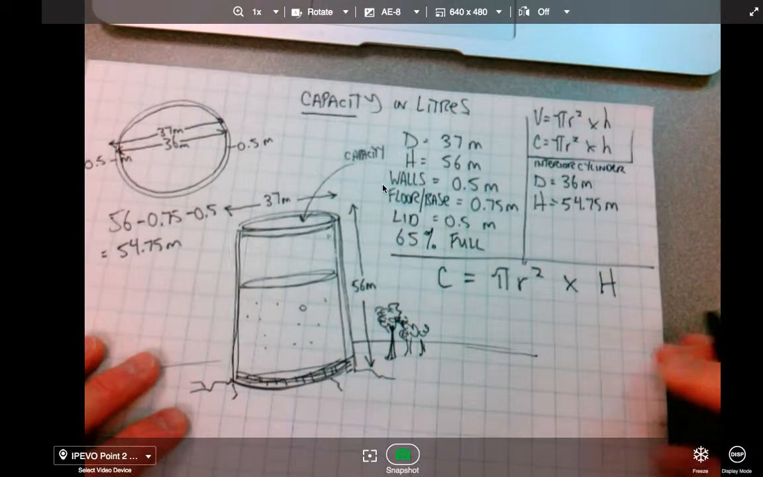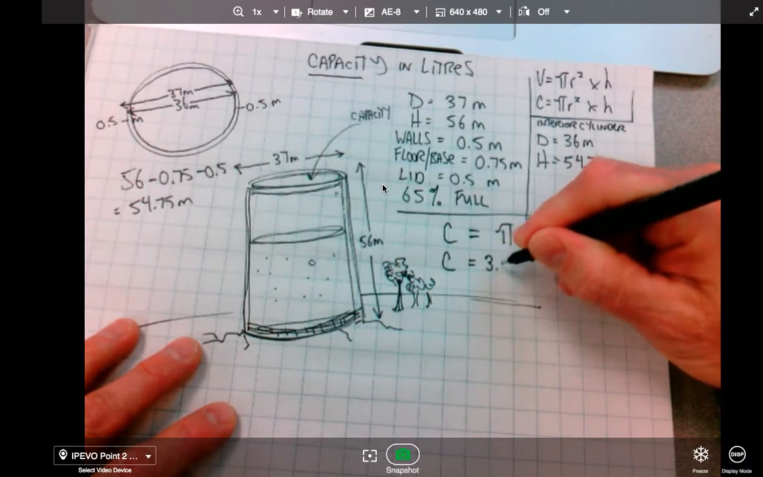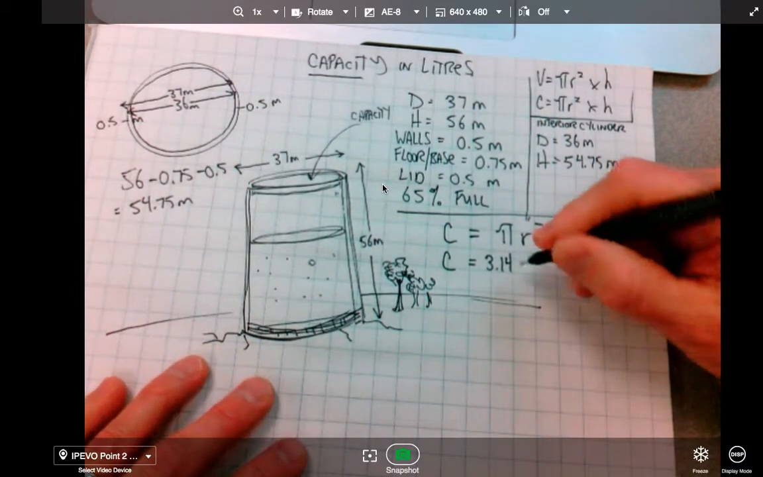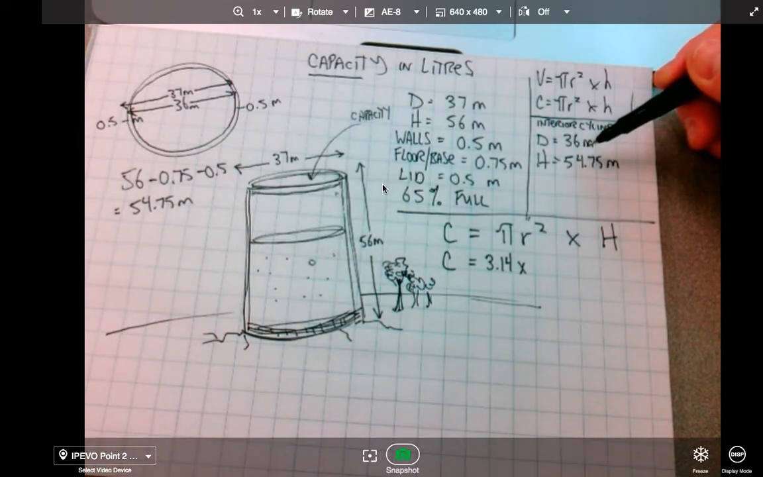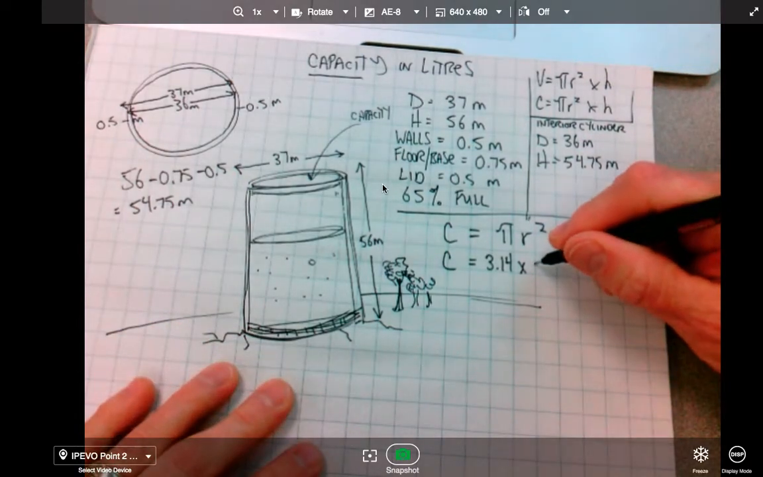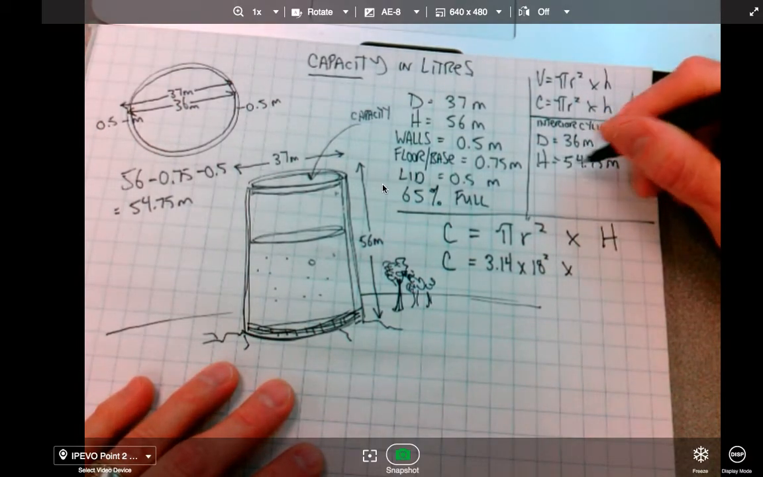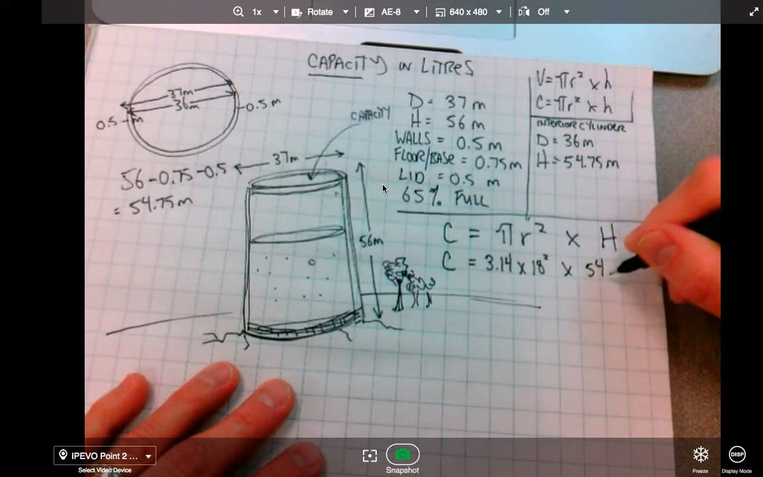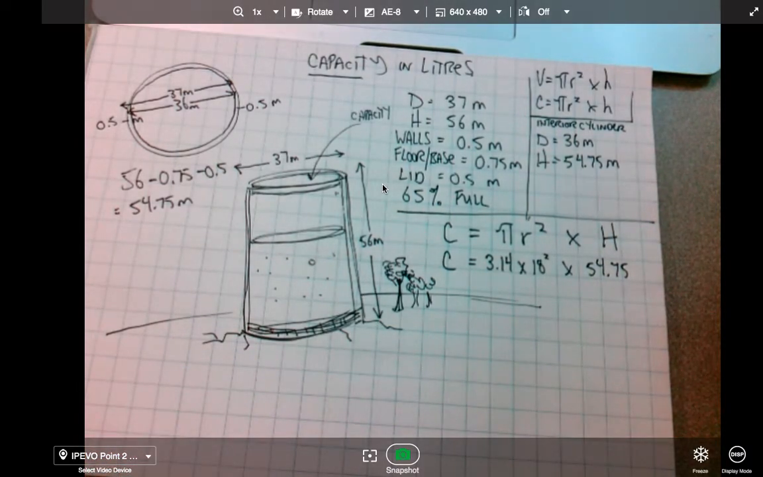Okay, so now I can start plugging in. In grade 8, we do 3.14. What's our radius? If the diameter is 36, what's our radius? 18, because it's going to be half. So 18 squared times our new height, which is 54.75. Okay, now we can just start plugging this in.